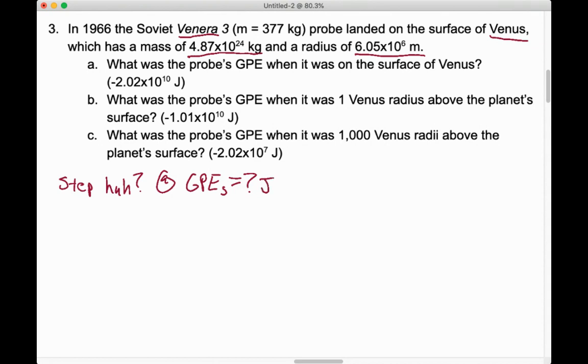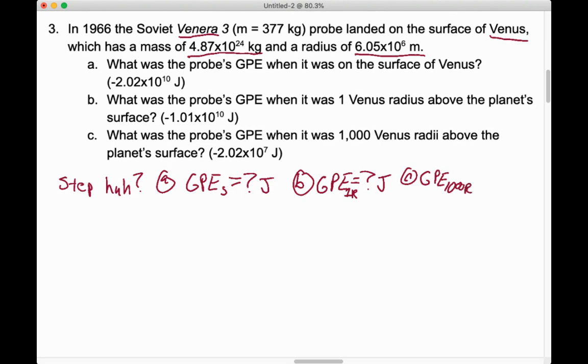So there's part A. Part B, let me squeeze these in here going across. Part B is what's the probe's GPE when it's 1 Venus radius above the planet's surface? GPE 1R is equal to question mark joules. That's kind of a confusing name for it. We'll see why, but we'll go with that. And then part C. What's the GPE when it was 1,000 Venus radii above the planet's surface? So GPE 1000R is question mark joules.